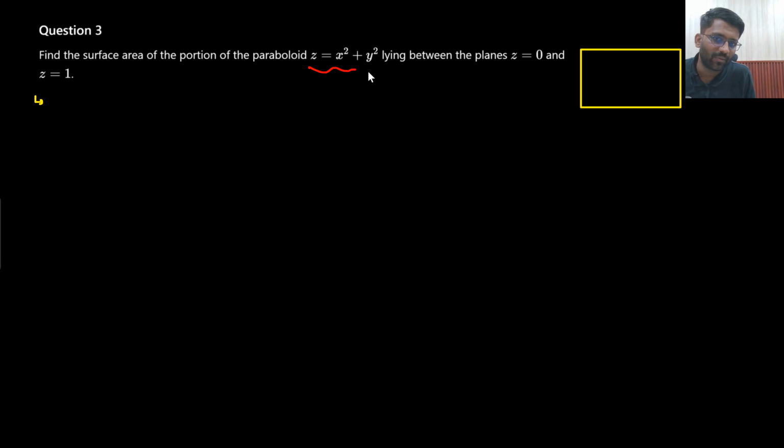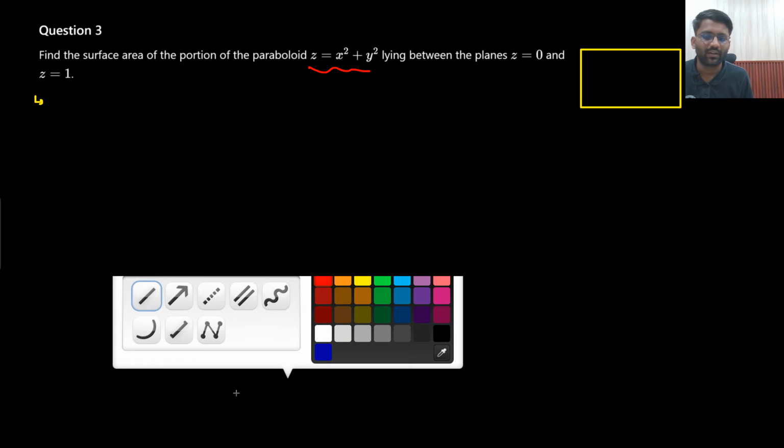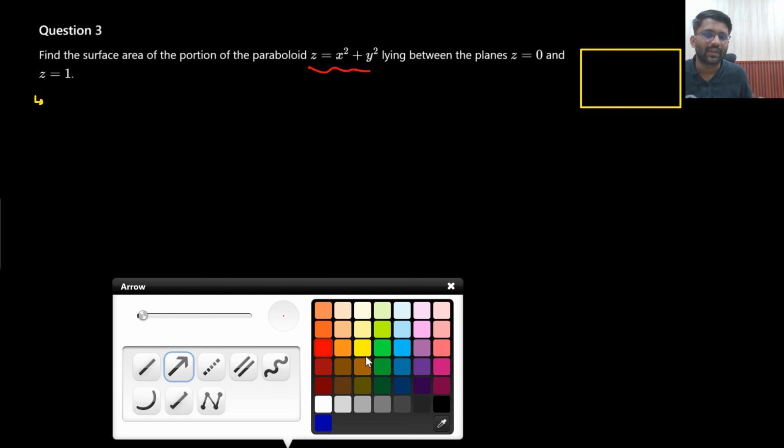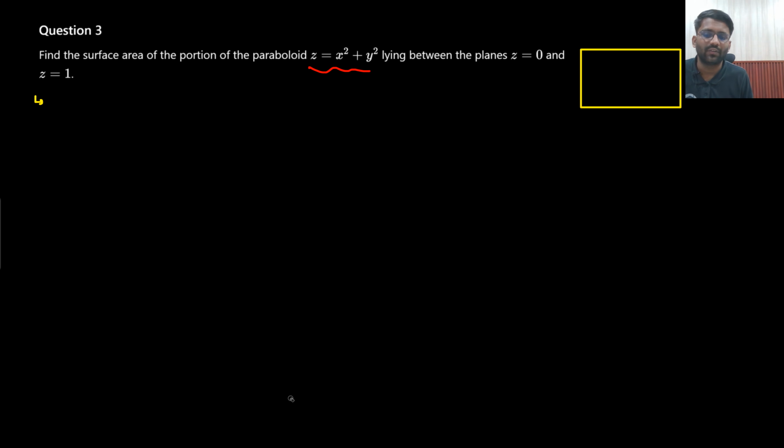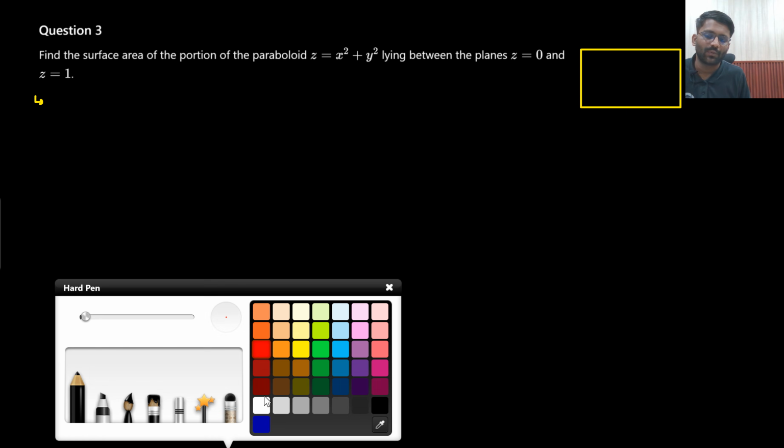This is an elliptical paraboloid, right? Between the planes z equals 0 to z equals 1, what do you need to find out? You need to find out the curved surface area. So simply find it out. Can you draw the structure? Let's just say I don't know how to draw the structure. How will I solve the problem? If I don't know how to draw this structure, how will I solve this problem? So what would I do?